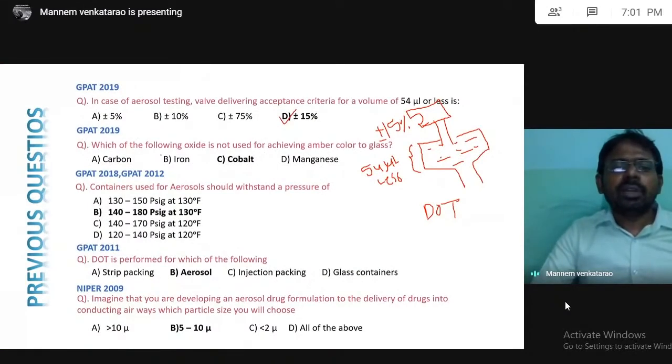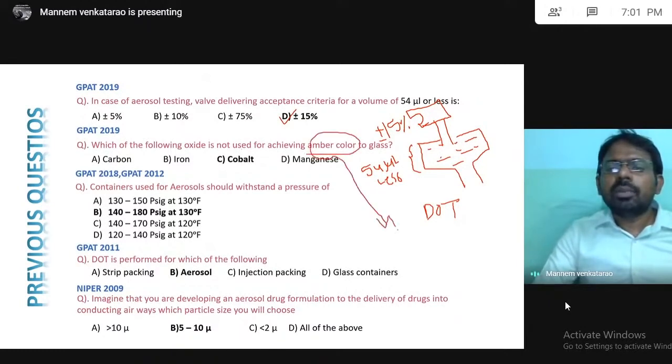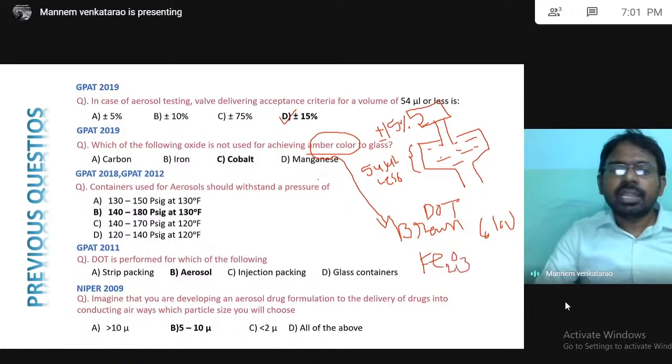Next, 2019: which of the following oxides is not used for achieving amber color? I already told you, friends, amber color means brown color. Which metal oxide produces brown color? That is ferric oxide. But they are asking which does not produce it. Now tell me, in the given options, we know only iron. Iron always produces brown color. Brown color means amber color.